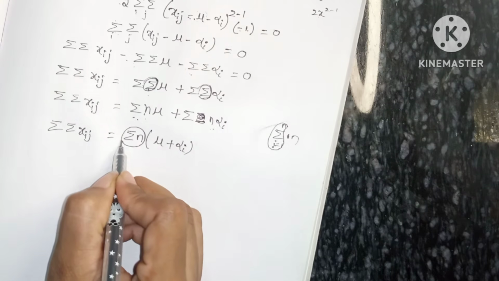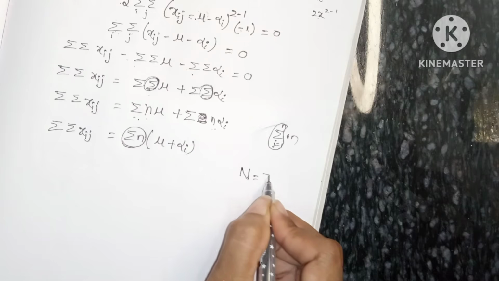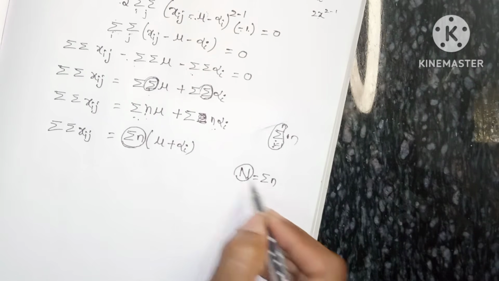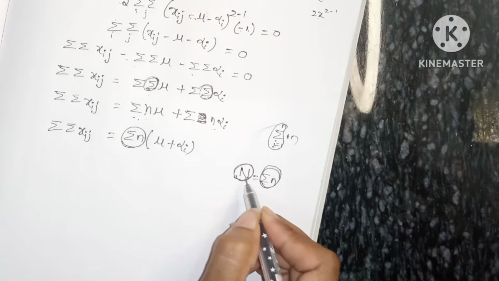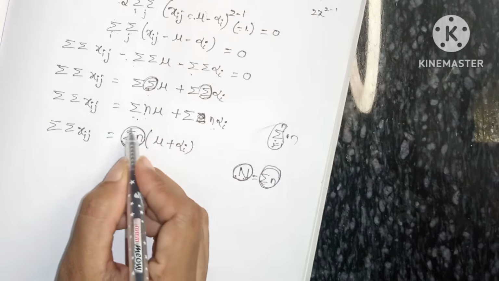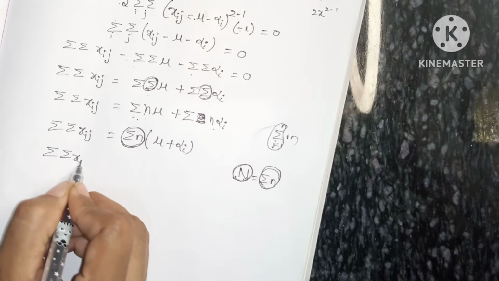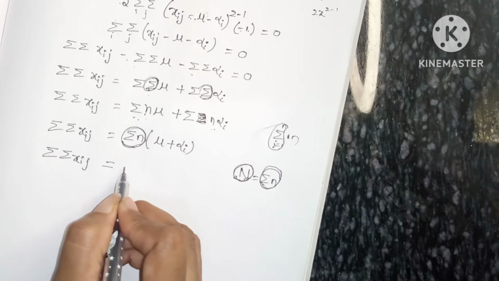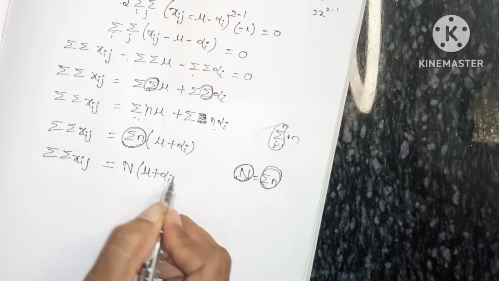Again, this summation n, we have one formula: capital N equals summation of small n. Why? Because this is the population and these are samples. If we add all the samples, we get the population itself. So instead of this, we are going to keep capital N. So double summation xij equals capital N times mu plus alpha I.